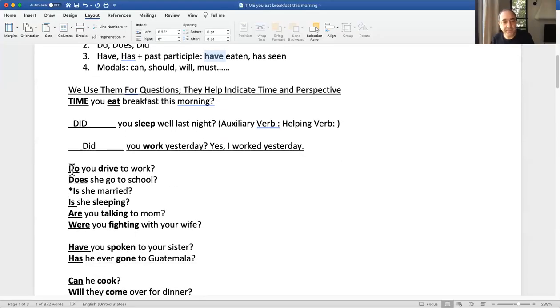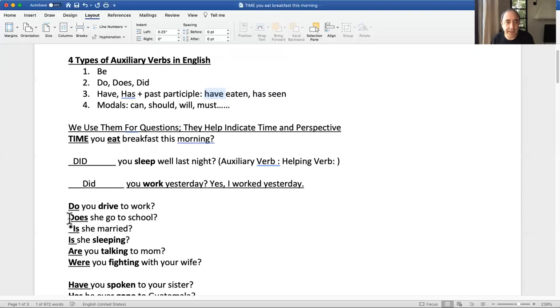All right, let's go through a bunch of them. Notice they're at the very beginning when you make a question. Do you drive? Does she go to school? Is she married? Is she sleeping? Are you talking to mom? Were you fighting with your wife? Here's the do. Here's the be. When we go back up here, right, we said we have be and do.